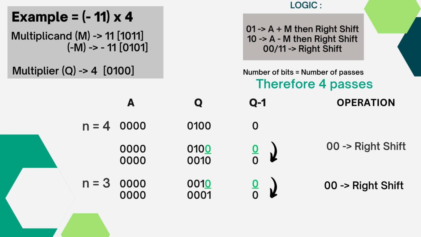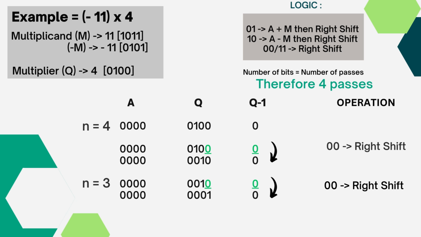In the logic we can say when q naught and q minus 1 are 0 1, we have to do addition of the content in accumulator plus multiplicand, then right shift. When they are 1 and 0, we have to do addition of the second complement of multiplicand plus content in accumulator, then right shift. When 0 0 or 1 1 come in place of q naught and q minus 1, we have to do right shift and decrement count by 1.